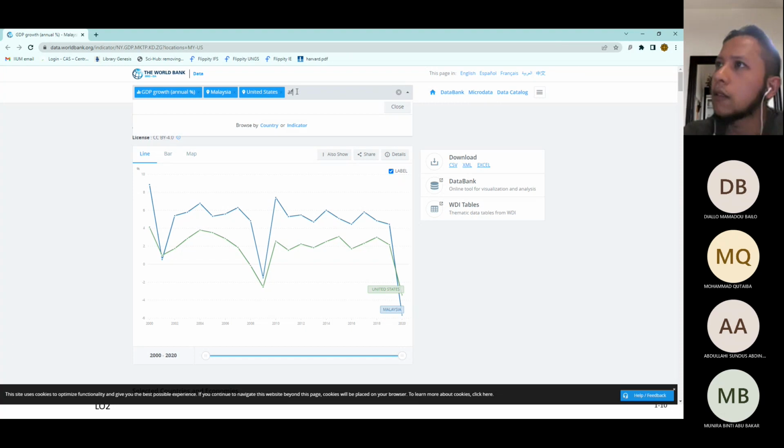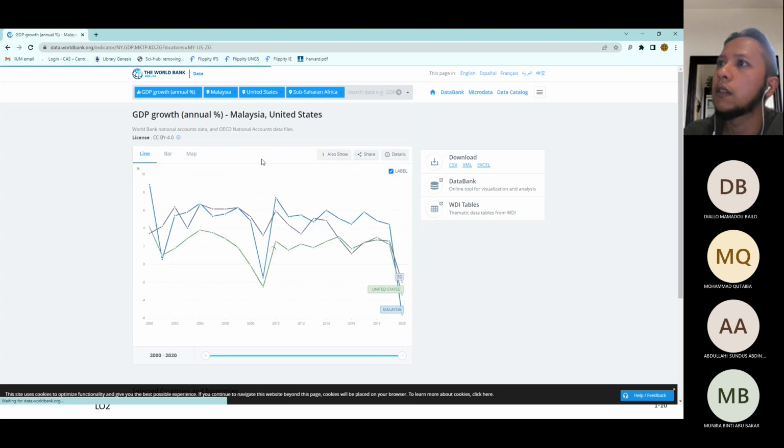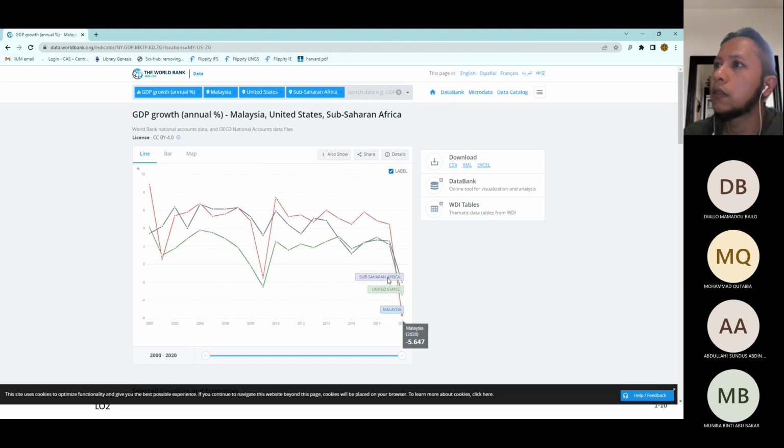So if you look at, can you see Africa? Sub-Saharan Africa also follows a similar trend. Sub-Saharan Africa is the red one here. And if you look, the growth rate is also higher than the United States, but they follow the similar trend. Okay, so you can play around with this. Play around with the data.